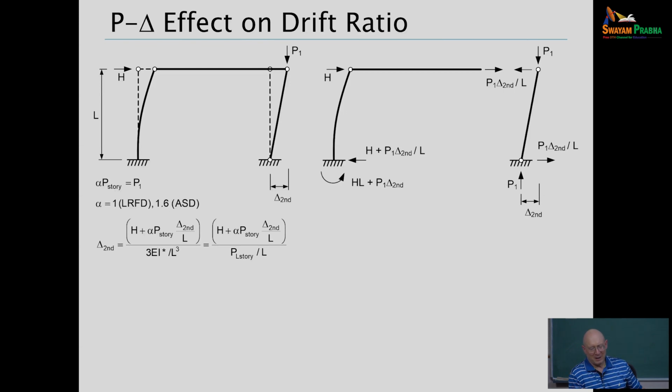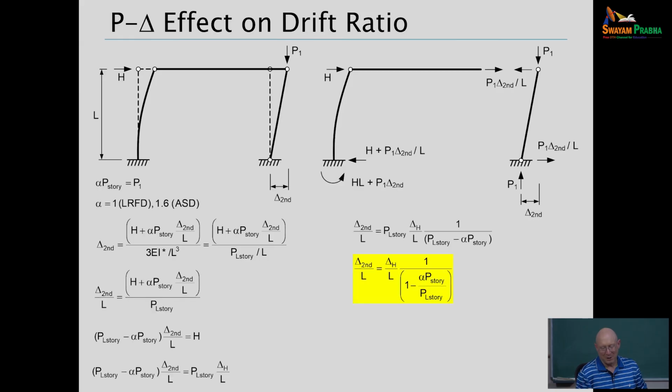Okay? And so, all right, we can solve that for delta second. But now we have delta second on both sides of the equation. So we need to simplify the equation and solve for delta second, right? So that's where we'll do a bunch of algebra. If we carry through all the algebra to solve for delta second over L, what do you know, we end up with delta H over L, where delta H is the first order deflection due to H, times an amplifier, 1 over 1 minus P story over P e L story. Now, P story is basically the total vertical load that the story is supporting.